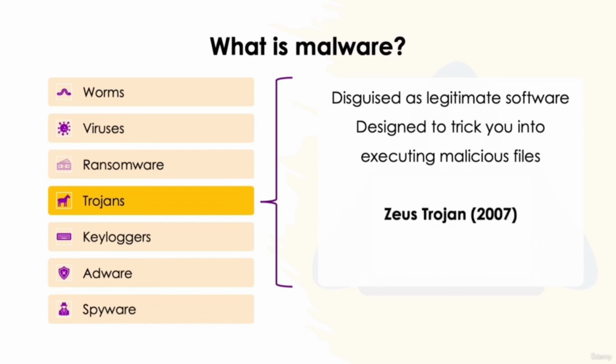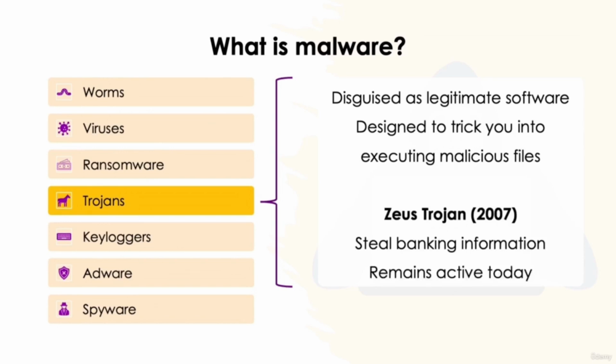The Zeus Trojan is a malicious malware used to steal banking information, which was first detected in 2007 and still remains as one of the biggest malware threats today, having mutated into other malware attacks too.